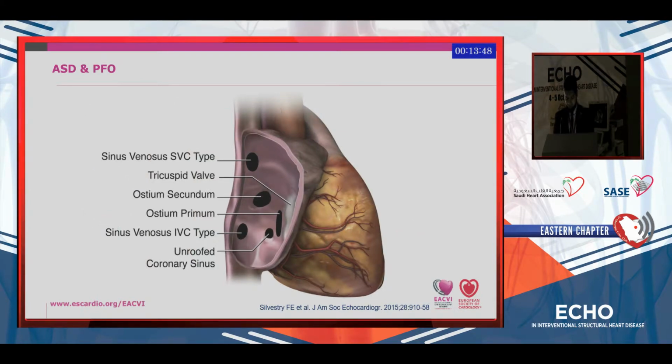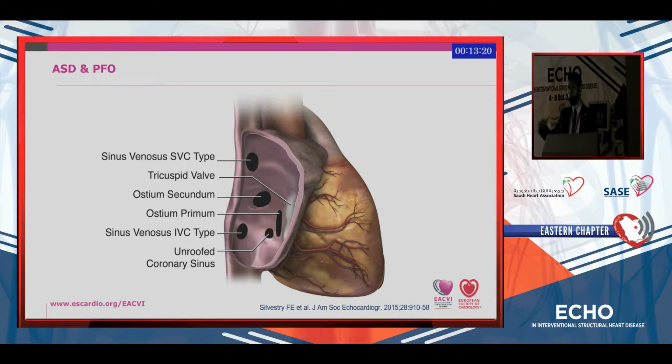Looking at the septum, there are different types of defects. Hopefully, I will be able to show you examples of all of them. The superior and inferior vena cava sinus venosus types. We have the most common type, which is the ostium secundum ASD. We have the ostium primum ASD, which is near the AV junction, and we have the unroofed coronary sinus defect.